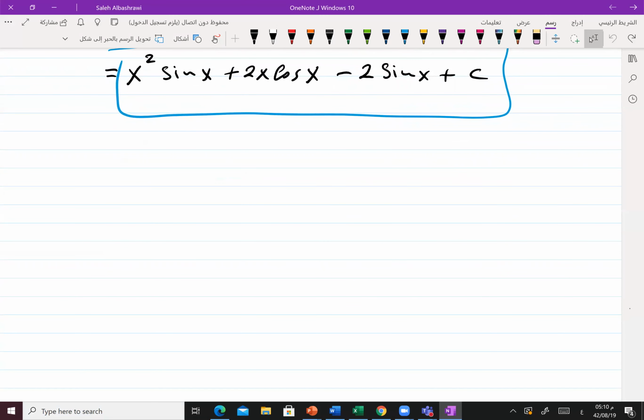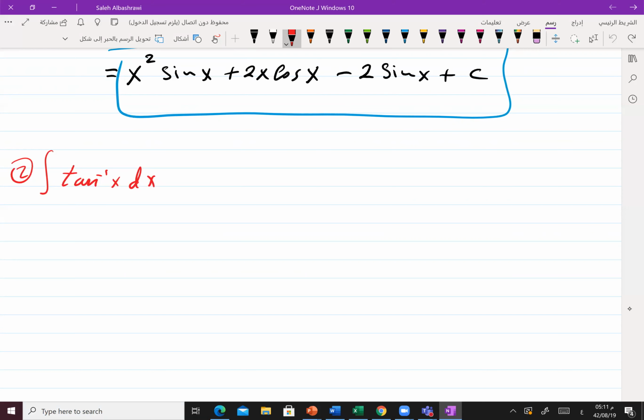Let me take another example. What is the integration of tan inverse x dx? We don't have an explicit or clear function when we integrate tan inverse, so I cannot integrate this directly. I have to apply either integration by substitution, which is not possible in this problem, or integration by parts.